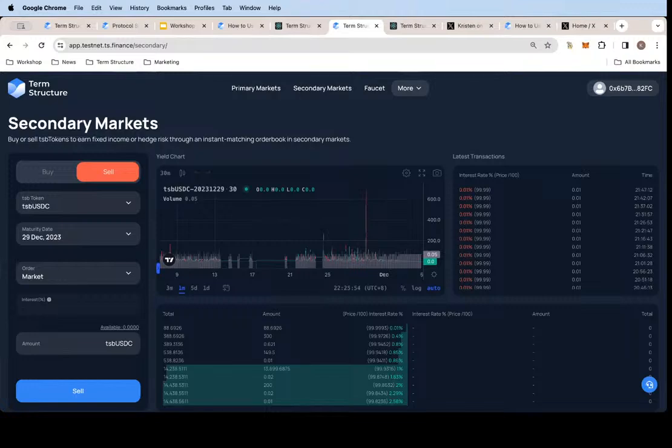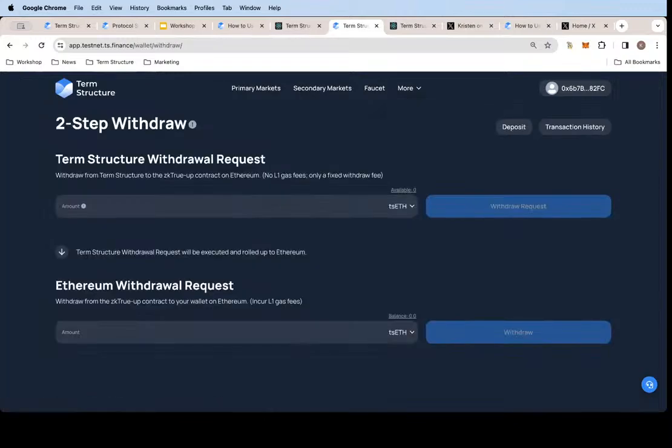Okay, so the last activity that I'm going to perform on Term Structure is to withdraw tokens. We have a two-step withdrawal, and the first step is to withdraw from Term Structure to the zkTrueUp contract on Ethereum. And there is no L1 gas fees. There will only be a fixed withdrawal fee. And then for the second step, it's the Ethereum withdrawal request. So that means after the first step is completed, you can withdraw funds from the zkTrueUp contract to your own wallet on Ethereum. But in this case, there will be L1 gas fees.